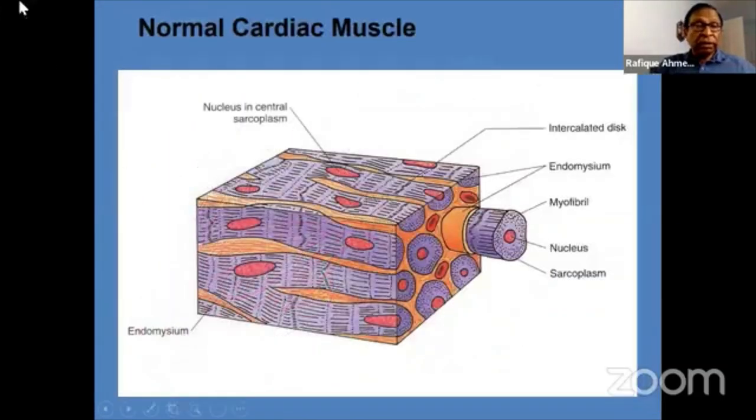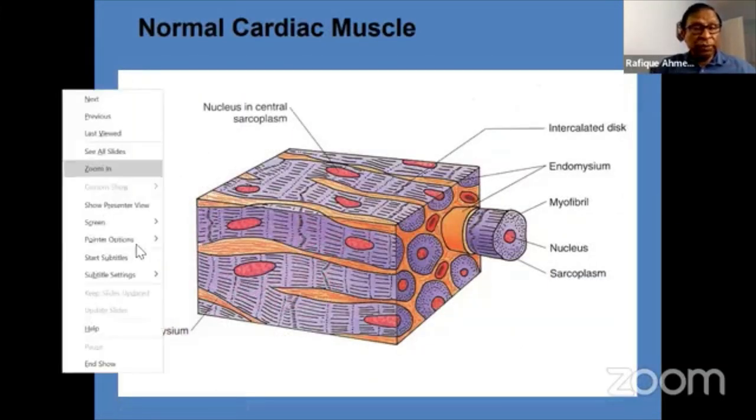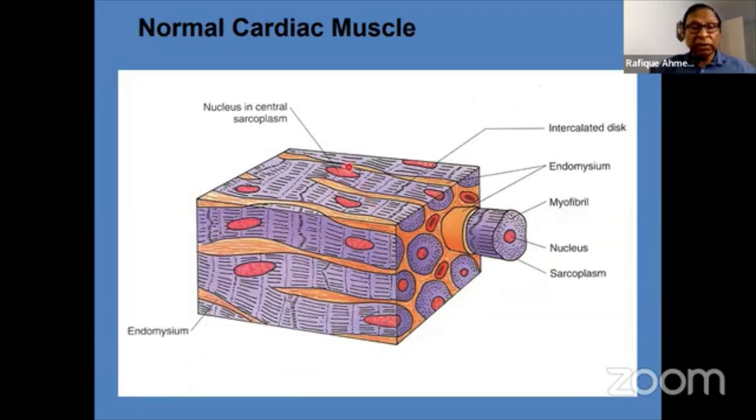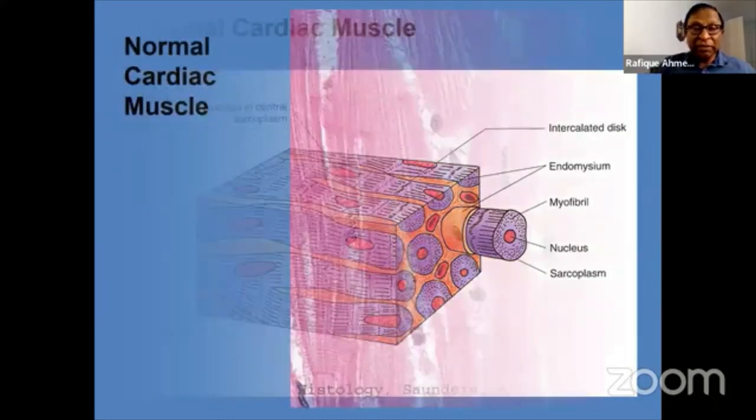So, histologically, these are the myocardial cells, and it's a syncytium. Syncytium means they're connected to each other. In other places, the cells are separate. If you look at nerve cells, they are separate, not connected with each other. But this is a syncytium. This is the muscle fiber.